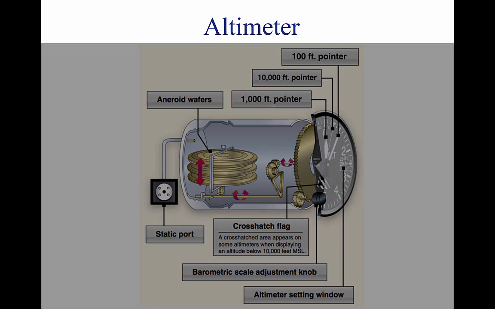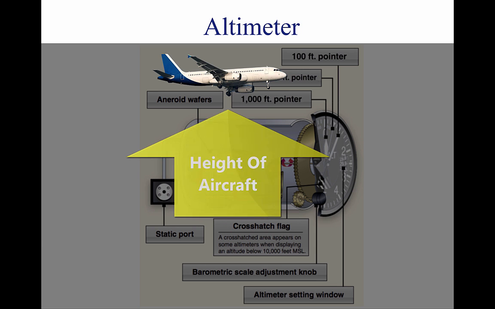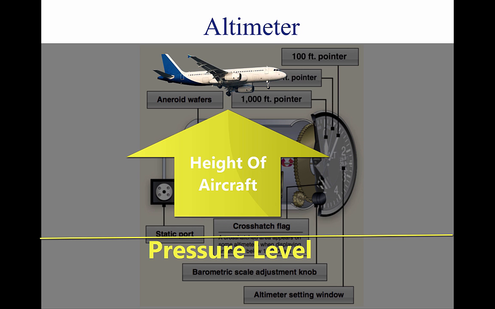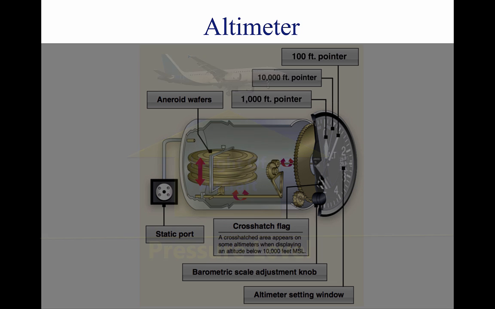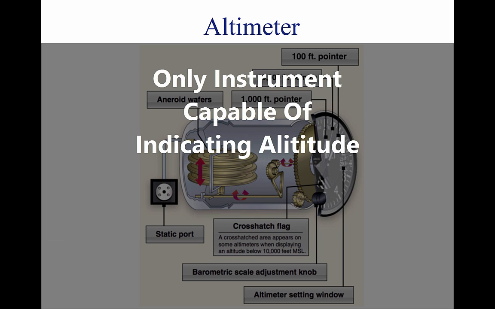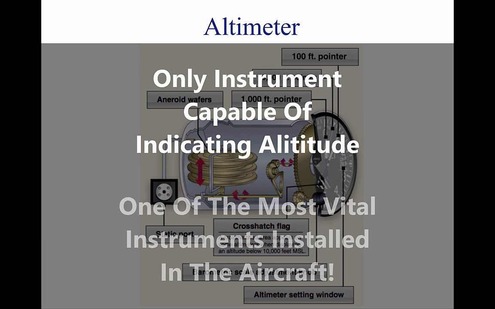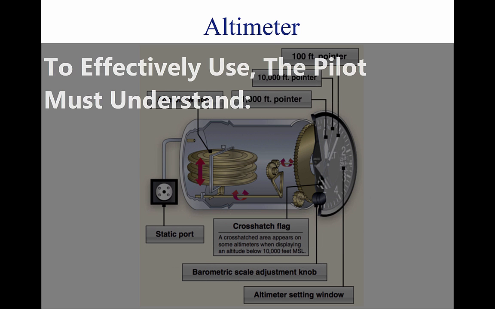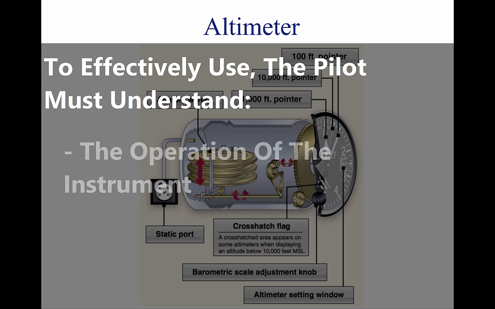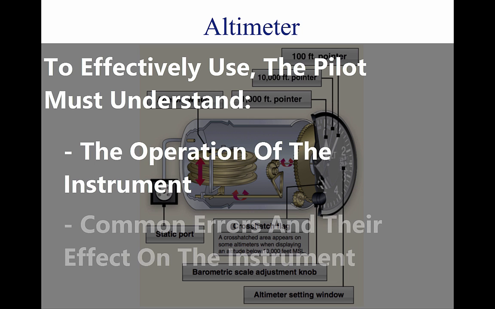The altimeter is an instrument that measures the height of an aircraft above a given pressure level. Since the altimeter is the only instrument that is capable of indicating altitude, this is one of the most vital instruments installed in the aircraft. To use the altimeter effectively, the pilot must understand the operation of the instrument, as well as the errors associated with the altimeter and how each affect the indication.